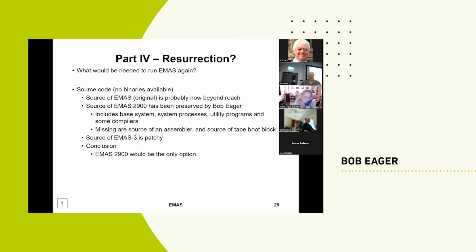Source of EMAS 2900, I've got nearly everything. All I'm missing are an assembler, because you remember our assembler was a binary from VMEK, and it didn't survive, and the source of the tape boot block, which I needed. So that's the only thing that's missing. Source of EMAS 3 is patchy. I've got some of it because I did some development. That's all. So if you wanted to resurrect EMAS today, we'd have to use EMAS 2900 as a base. There'll be no other way of doing it. But it will be fun. So that's the easy part. Got the source code pretty well.